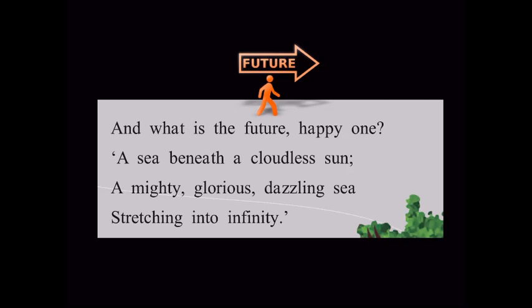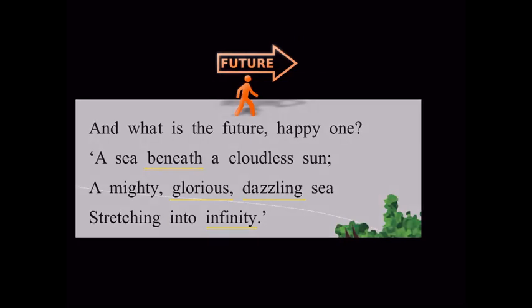The word beneath means under. Dazzling means something that leaves you in awe or is extremely beautiful. The word glorious means something that is worthy of receiving praise. And infinity means something that has no end. For the child, the future is like the sea, which has no end and which is beautiful and exciting and something to look forward to. Students, with this, we conclude the explanation for this poem.